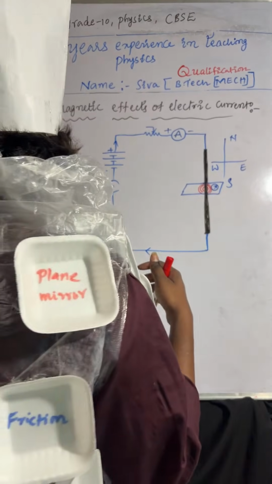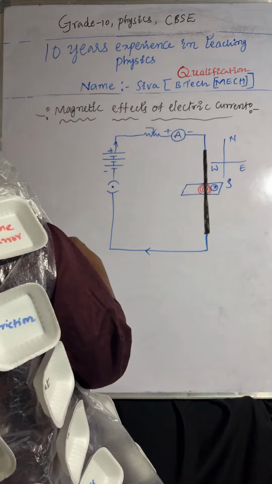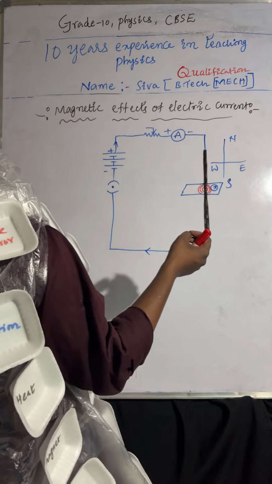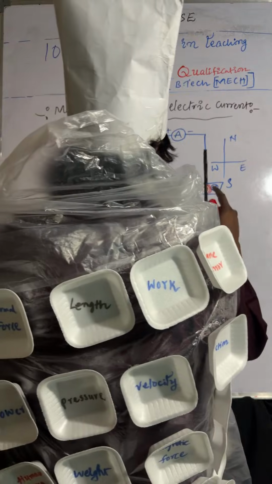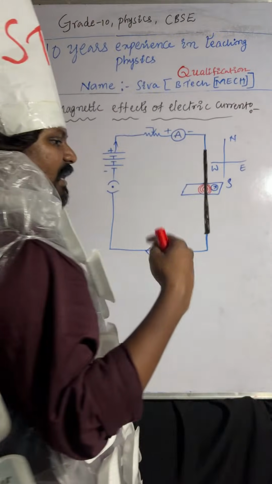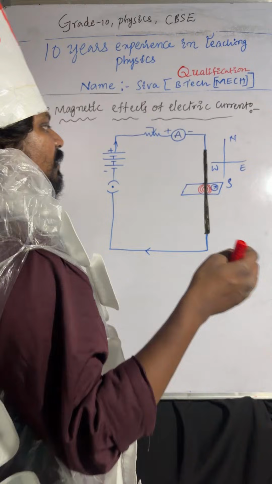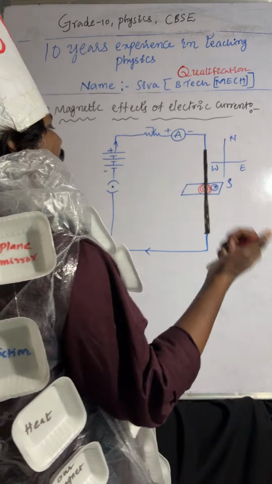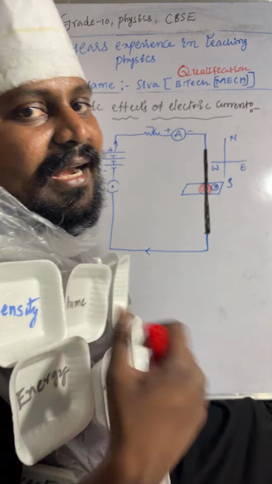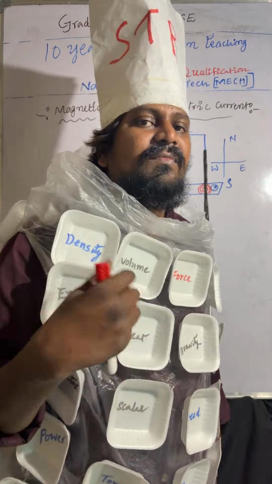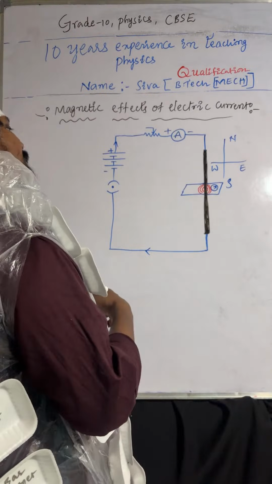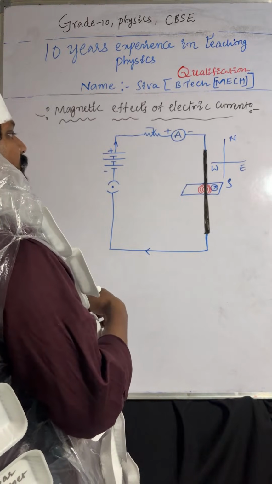So this is about a current carrying conductor placed in an external magnetic field. Here you can observe: if the current is passing through the conductor, a magnetic field will be produced around it. Understood or not? By using the right hand thumb rule, we can identify the direction of the magnetic field. Okay, done.